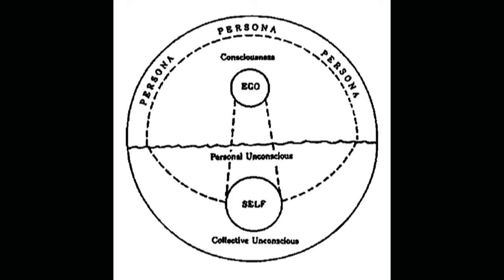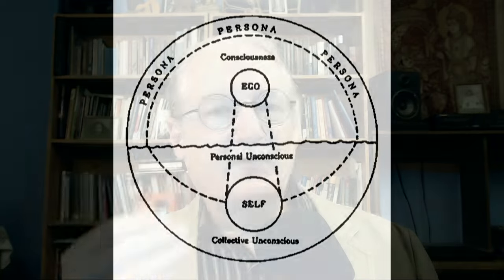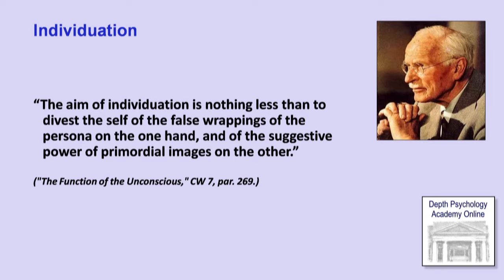As I say, Jung's term is individuation. Individuation is the word that he used to describe the differentiation of the conscious ego from the unconscious self. That's the first phase, to differentiate the two. As Jung says, the aim of individuation is nothing less than to divest the self, the self meaning the personality here, of the false wrappings of the persona on the one hand, and of the suggestive power of primordial images on the other.